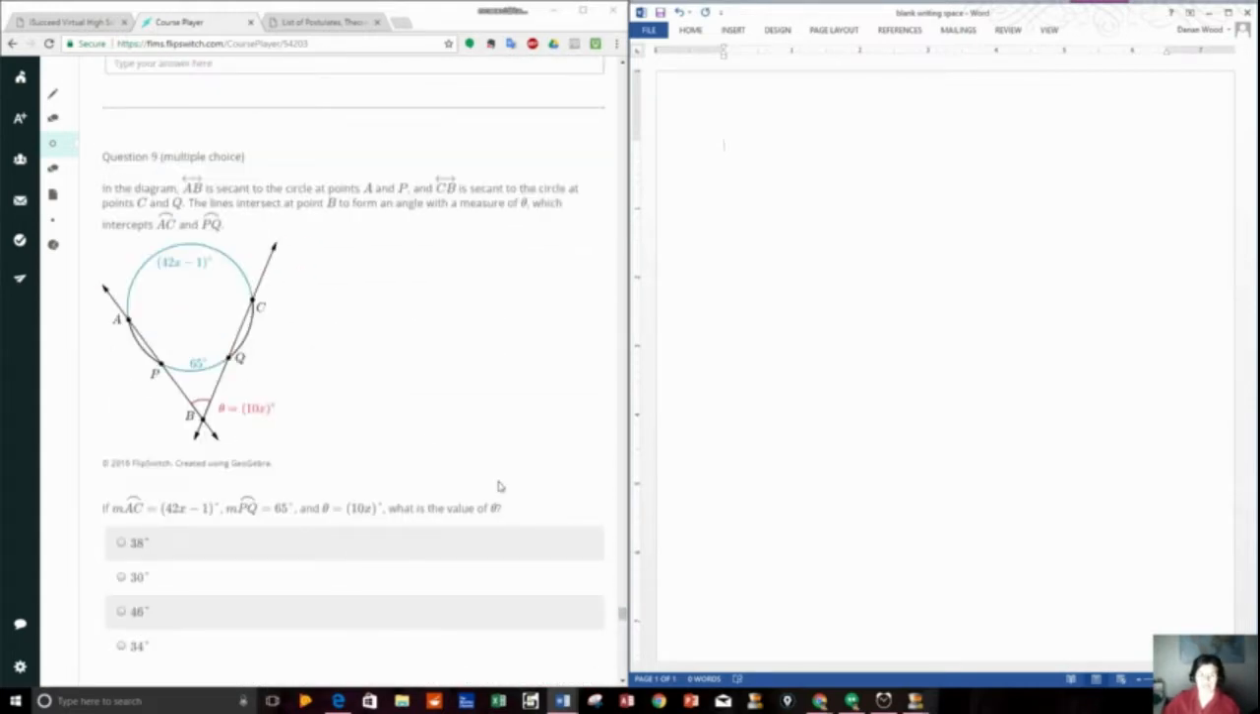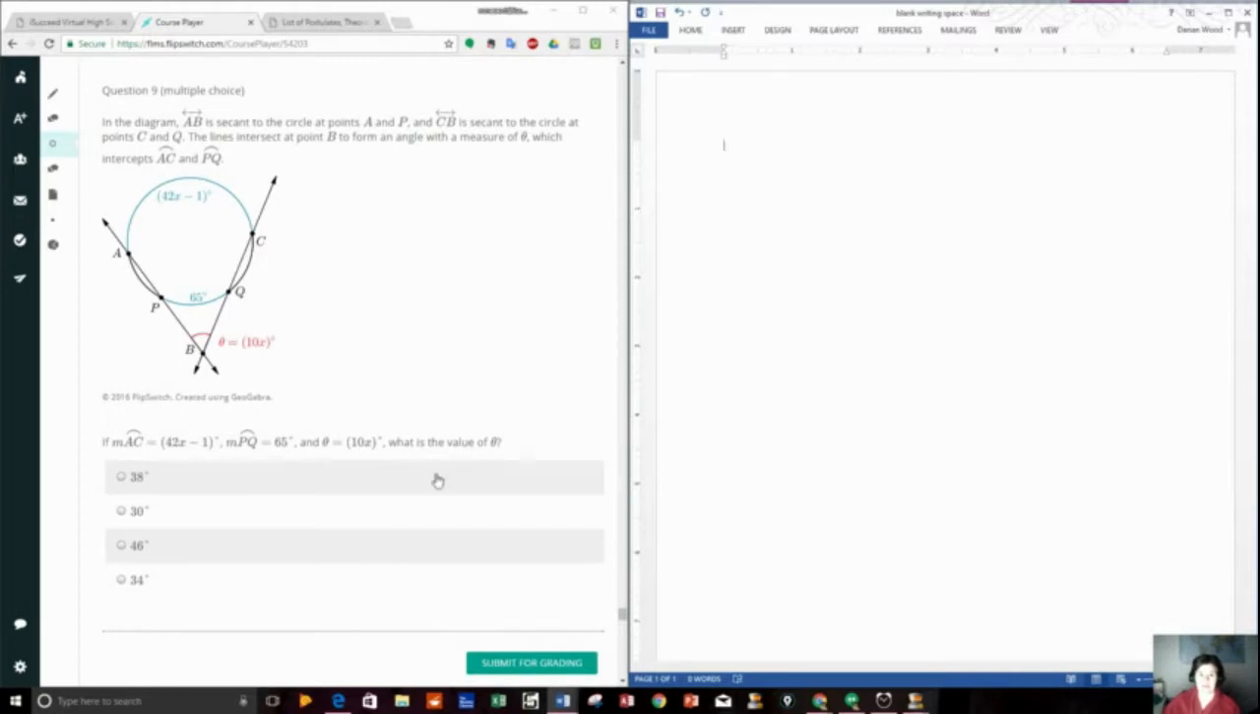Alright, in the diagram, AB is secant to the circle at points A and P, and CB is secant to the circle at points C and Q. The lines intersect at point B to form an angle with a measure of theta, which intercepts arc AC and arc PQ. If the measure of arc AC is 42x minus 1, the measure of arc PQ is equal to 65 degrees, and theta equals 10x, what is the value of theta?